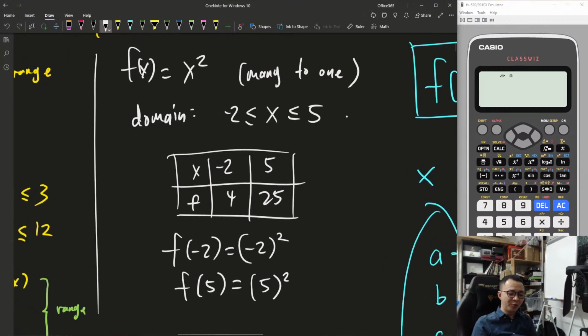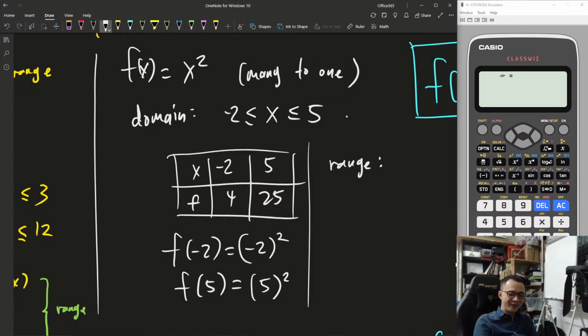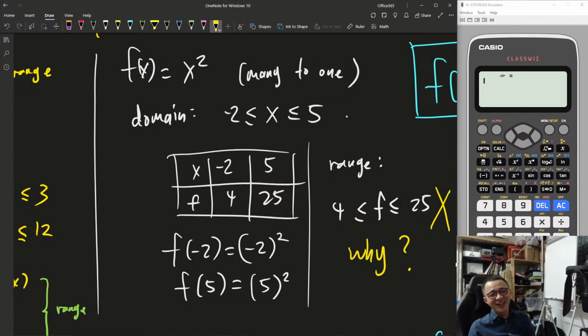Then the student will come to the conclusion. They say, sir, I found it already. My range for f is between 4 to 25. And they are so happy about this, but one of the values is correct, but this range is wrong. Any one of you know why it's wrong? Why is this range wrong? You guys have been talking a lot, so let you have some time to think. Which part is wrong?